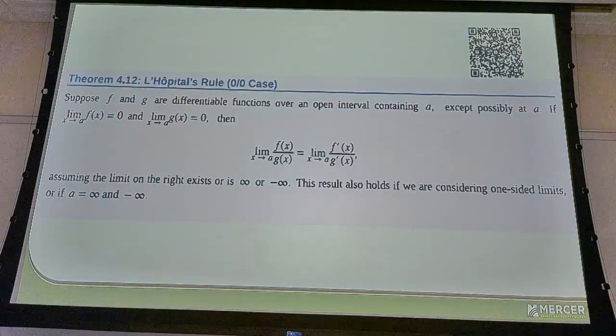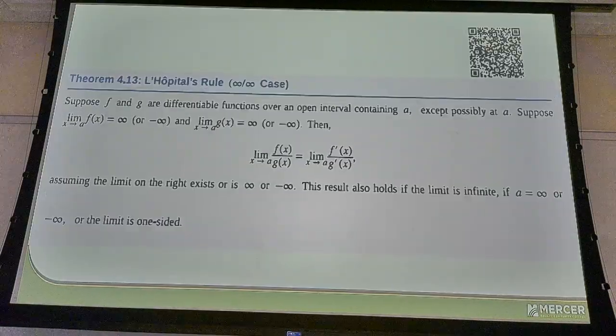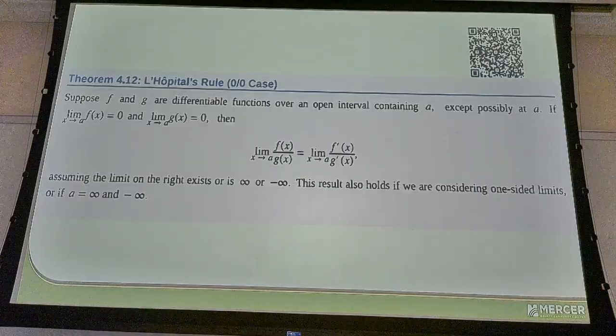Okay, so this evening we're going to look at L'Hopital. L'Hopital's rule is a way of evaluating a limit when it gives you one of two indeterminate forms, either 0 over 0 or infinity over infinity. In either case, the method is the same.